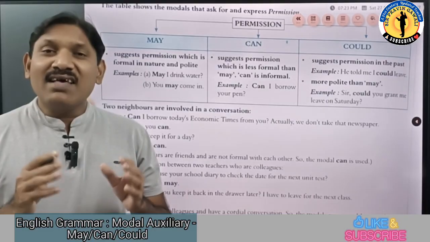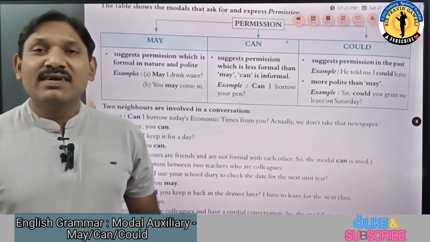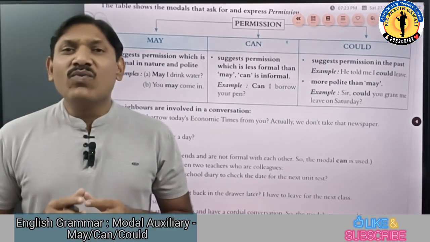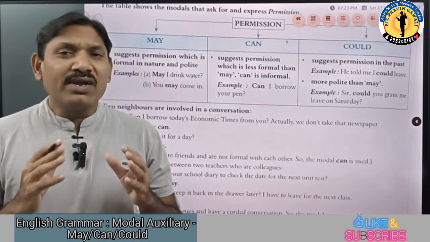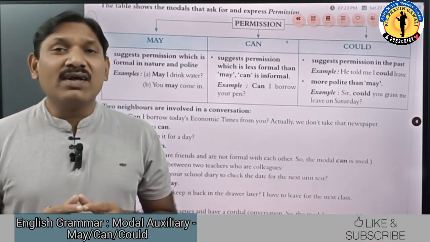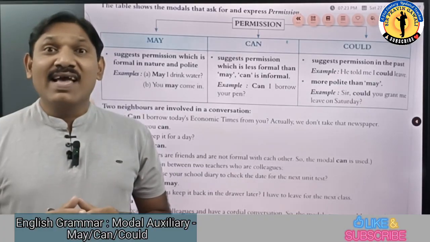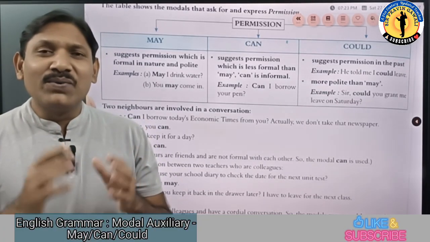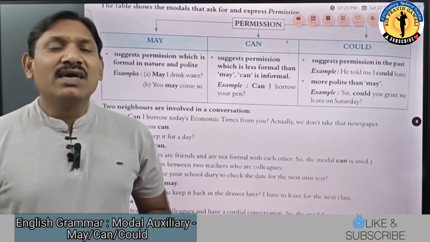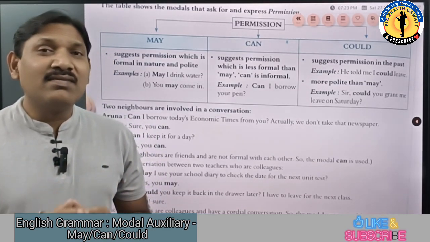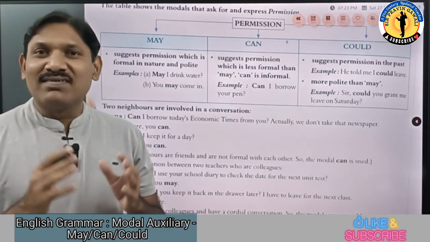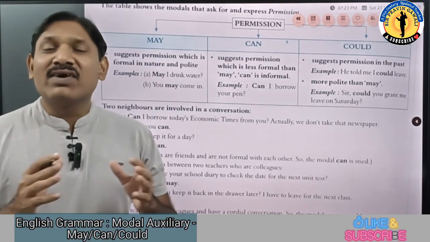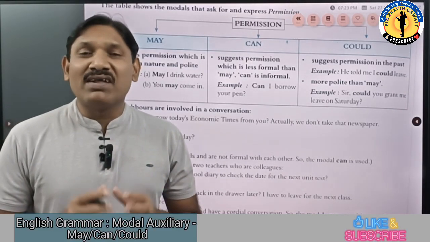Yes students, in the last video we started modals, modal auxiliaries. Till now we have studied the use of modals such as can, could and be able to. With this, we have studied the use of the modals should, must, and ought to. Yes, dear students, you are quite aware of the use of these modals now.